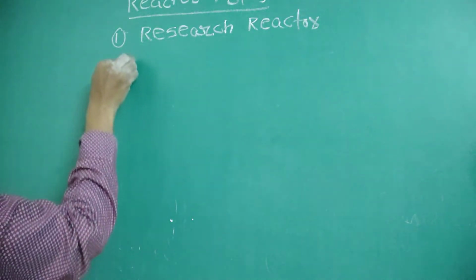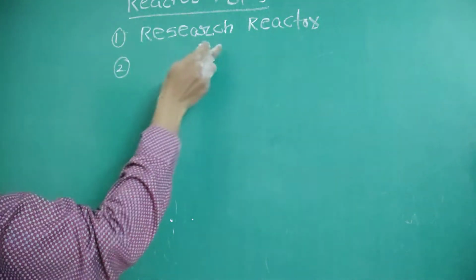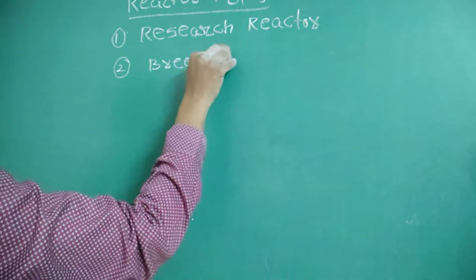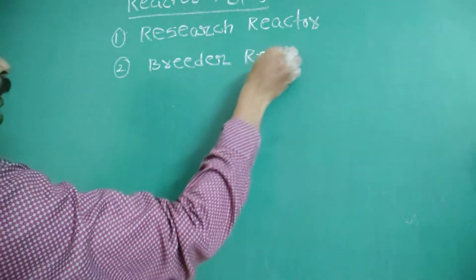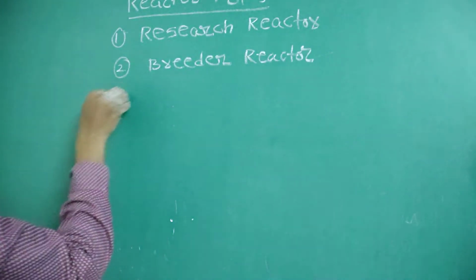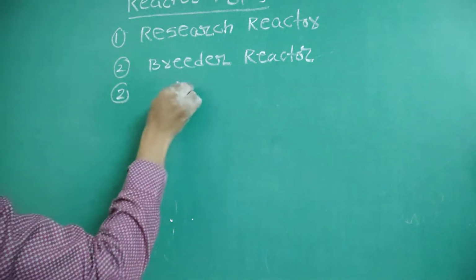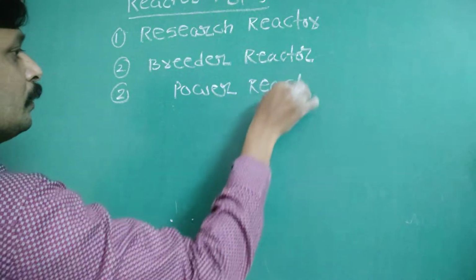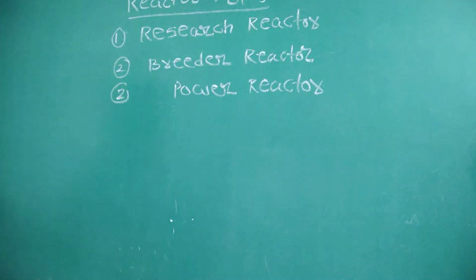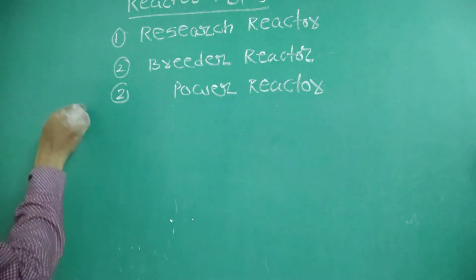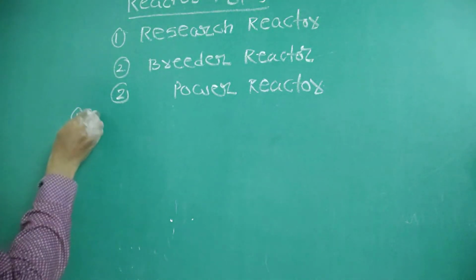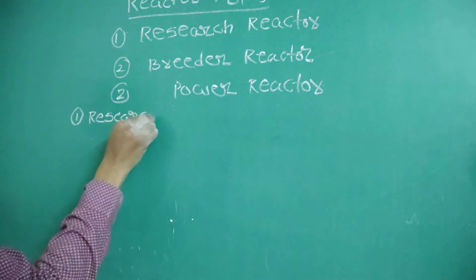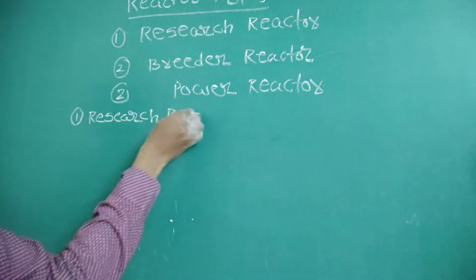First one is the research reactor, second one is the breeder reactor, and the third one is called the power reactor. These are the 3 main types of nuclear reactors. The first one I define now: the research reactor.